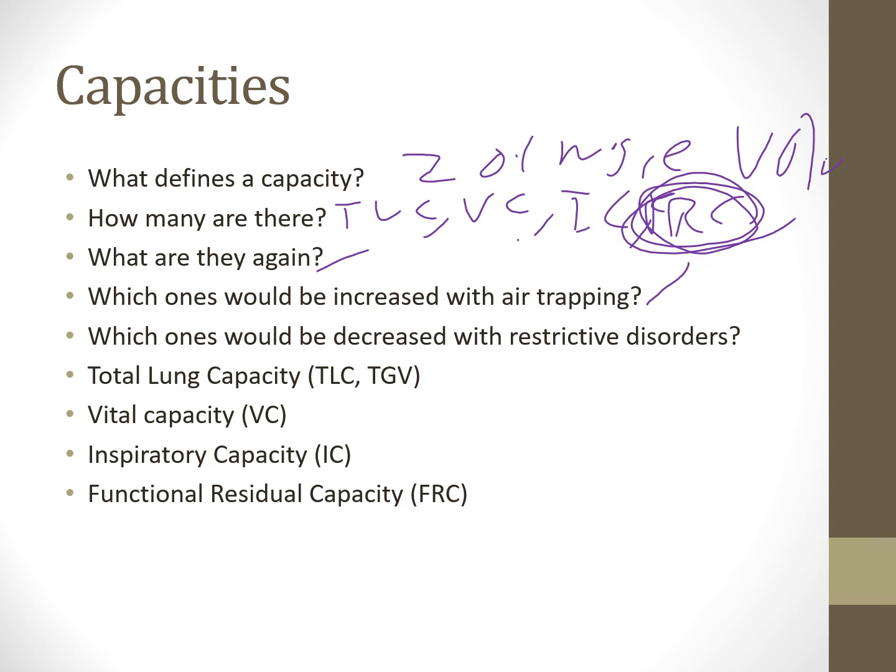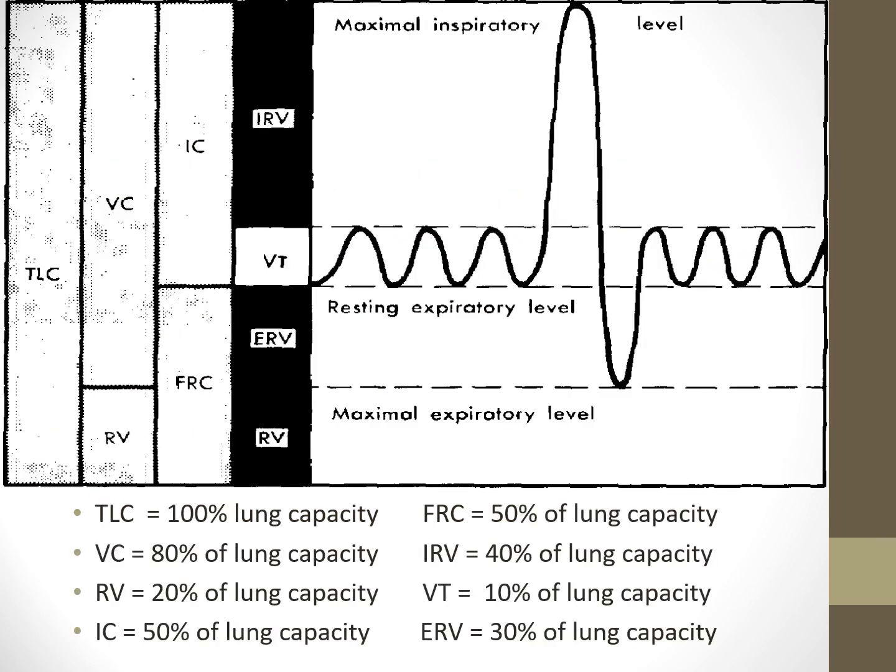Which ones would be decreased with restrictive disorders? Well, all of them. TLC would be low, vital capacity would be low, inspiratory capacity would be low, functional residual capacity would also be low. So all of these would be low with a restrictive disorder. Hopefully you guys like these little questions in here for us to go through together. All right, I think this is the last slide, and then we'll go on to version 2.